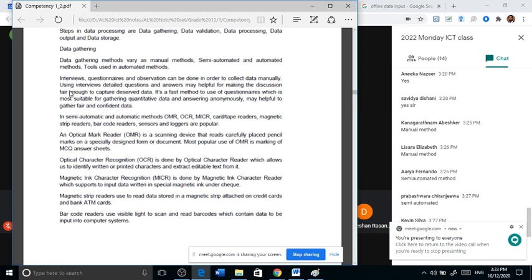Interview questionnaires. So using interviews, detailed questions and answers may be helpful for making the decisions, fair enough to capture deserved data. It is a fast method to use the questionnaires, which is most suitable for gathering quantitative data and answering anonymously. May help to gather fair and confident data.